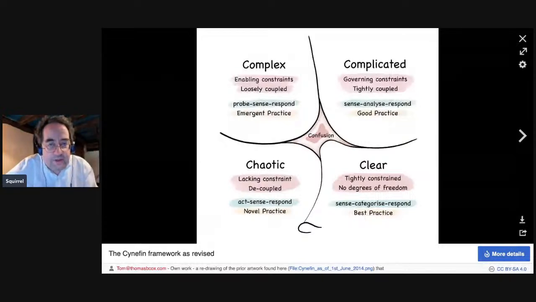So this is something called the Cynefin framework. So everybody say that with me. Okay, I can't hear you, but I'm going to trust that you're saying it correctly. Say Kevin and put an N in the middle. Cynefin. All right. Now you know Welsh.